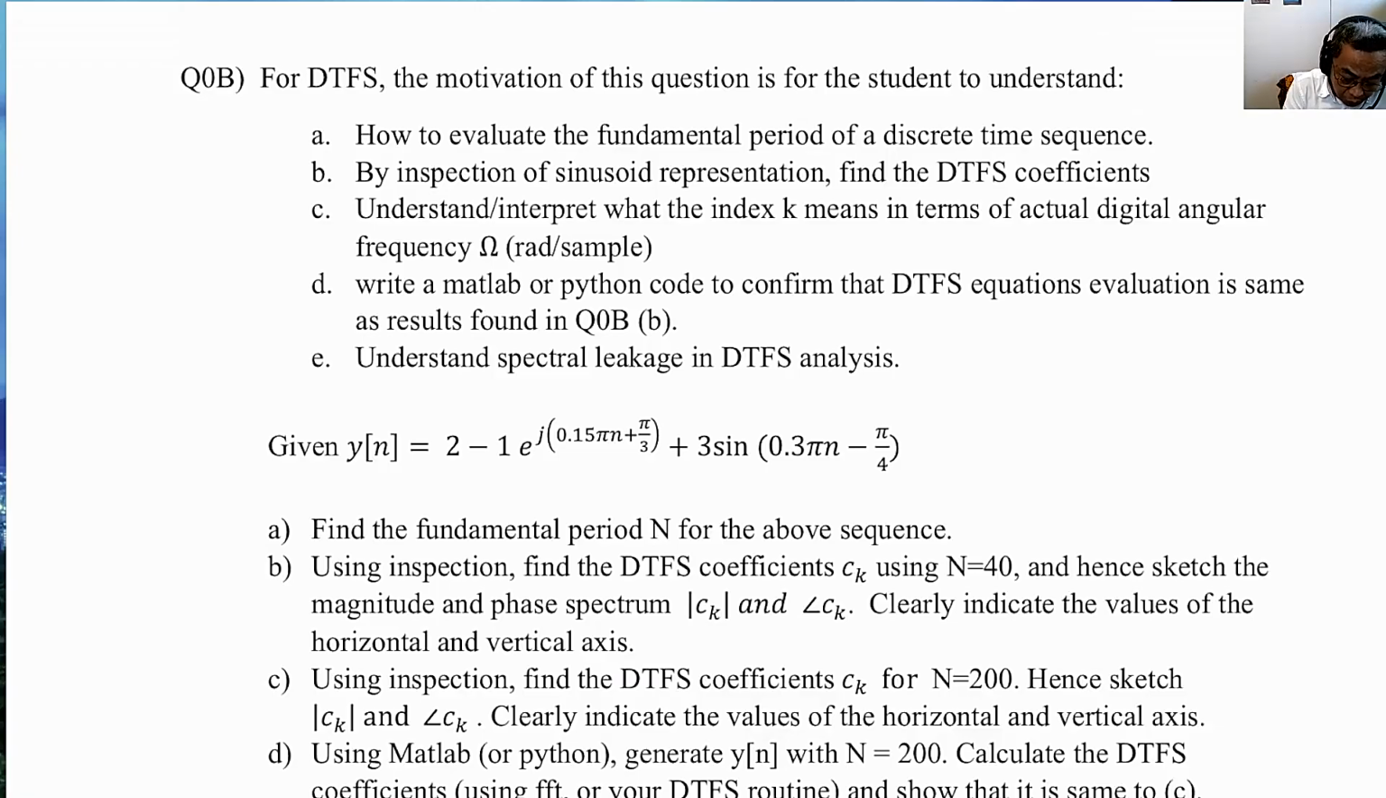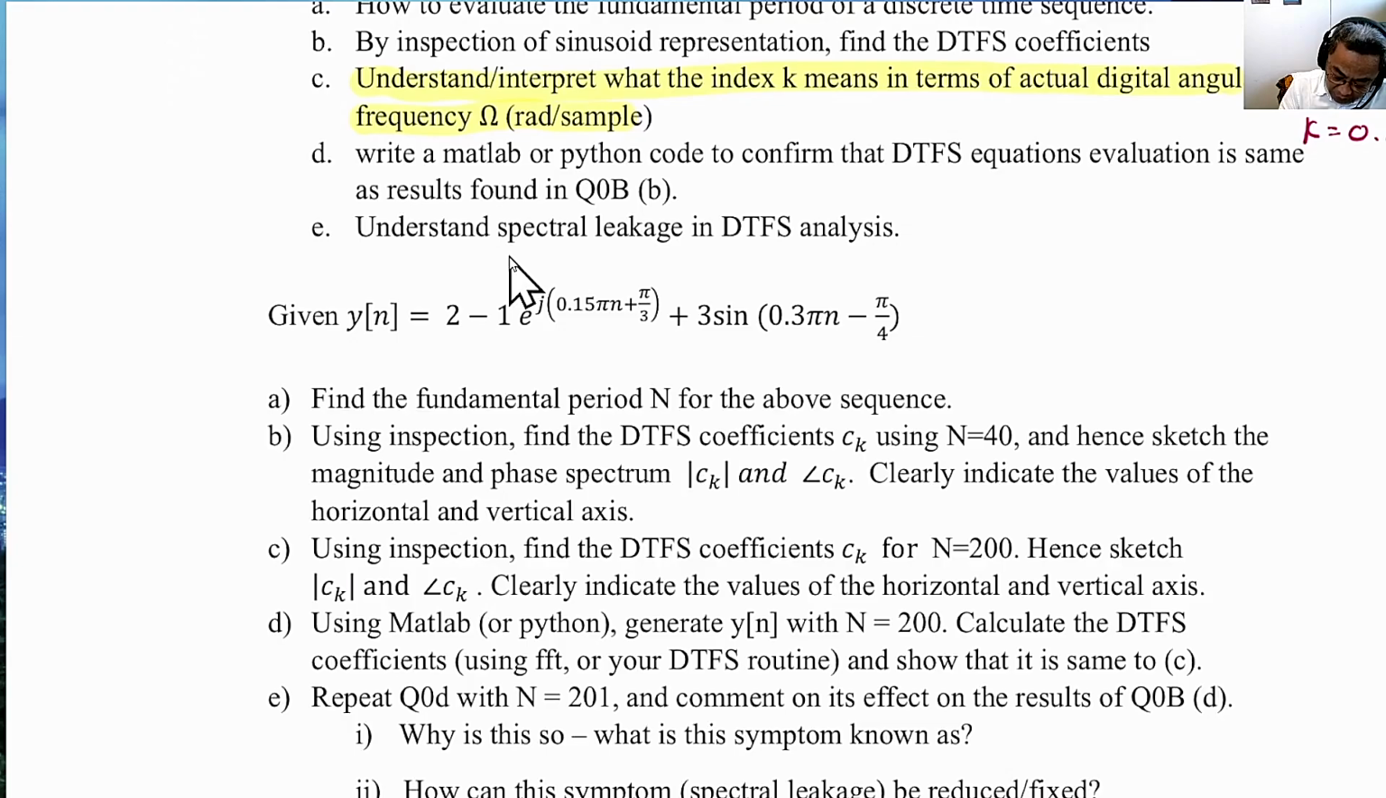This is question 0B, part C, where we are trying to interpret the index k of the DTFS coefficients Ck. So we know that k equals 0 to n minus 1, and we want to know exactly what different values of k mean in terms of the actual digital angular frequency omega, which is radian per sample. In this question, we have already seen using n equals 40 for Ck to solve for this equation. Now we are going to use n equals 200.